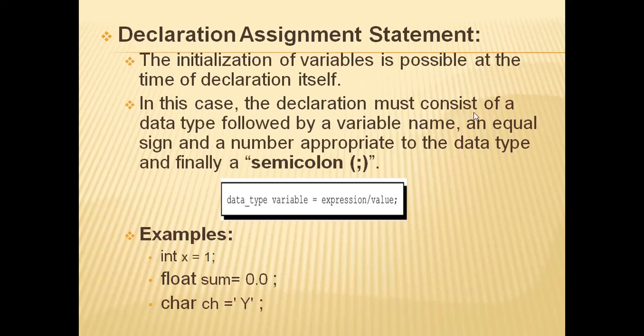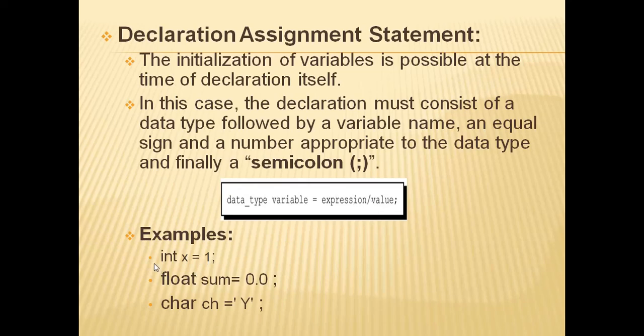In this case, the declaration must consist of a data type followed by a variable name, an equal sign, and a number appropriate to the data type, and finally a semicolon. This is the syntax: data type followed by variable name and equal symbol, with an expression or a value, and it should end with a semicolon. This is the syntax for assigning a value to the variable.